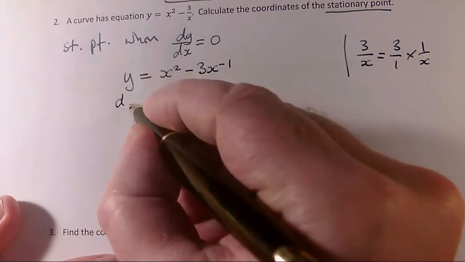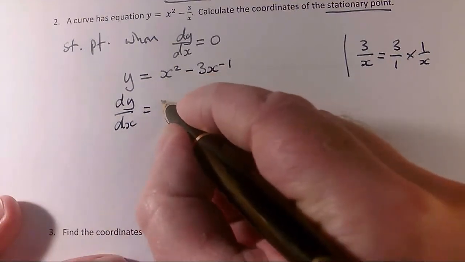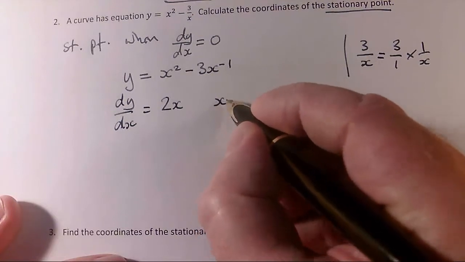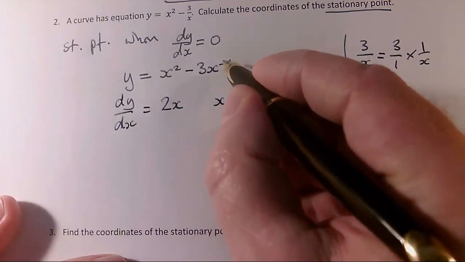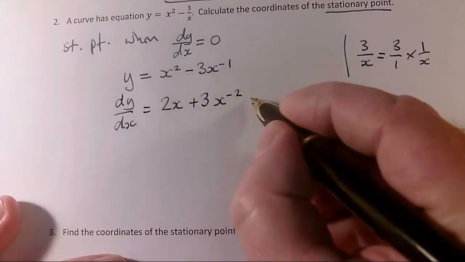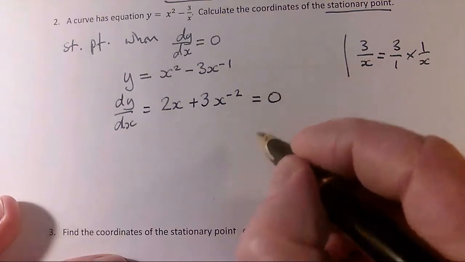So now I can set dy by dx equals, differentiate x squared is 2x, and differentiating x to the power minus 1, new power is minus 2, multiplied by the minus 1, so 2x plus 3x to the power minus 2, and dy by dx is 0, so this has to equal 0.